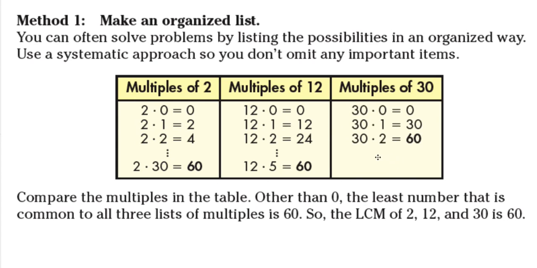If you compare the multiples in the table, other than 0, since the LCM is non-zero, it cannot be 0. So other than 0, the least number that is common to all three lists of multiples is 60. So the least common multiple of 2, 12, and 30 is 60. So that is method number 1.